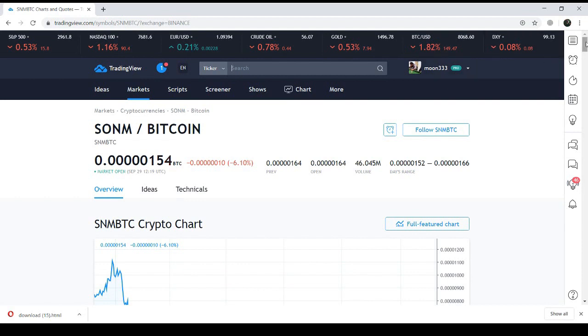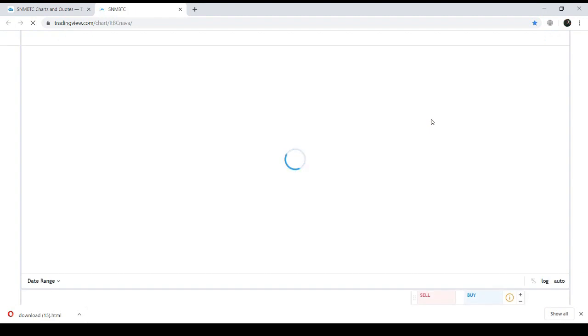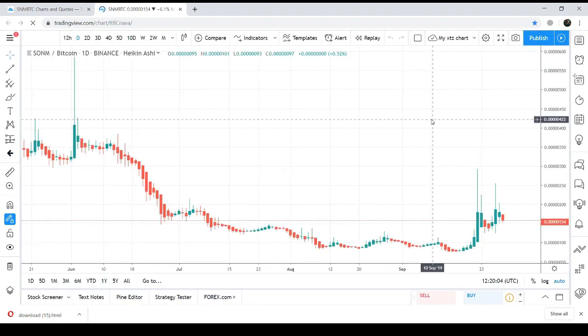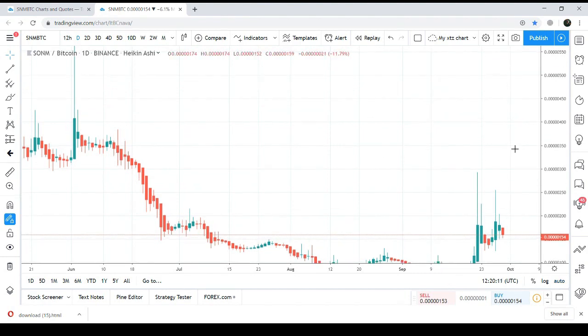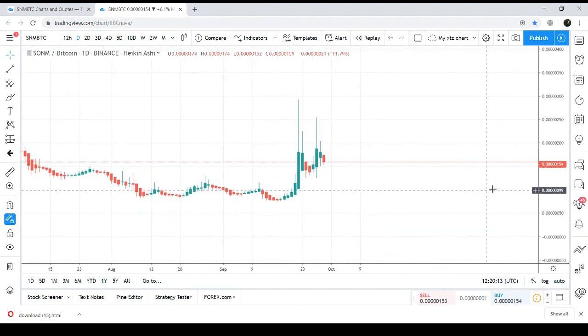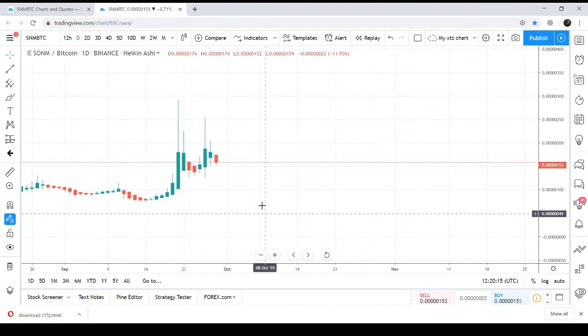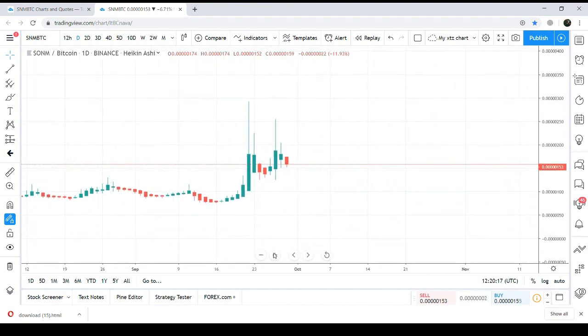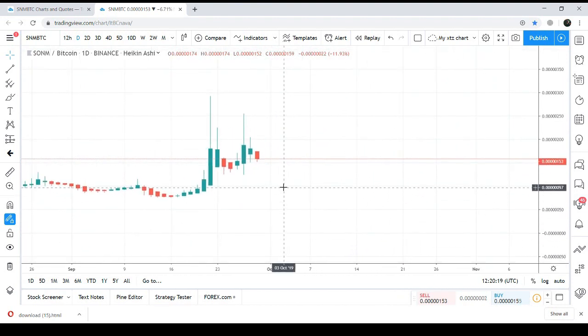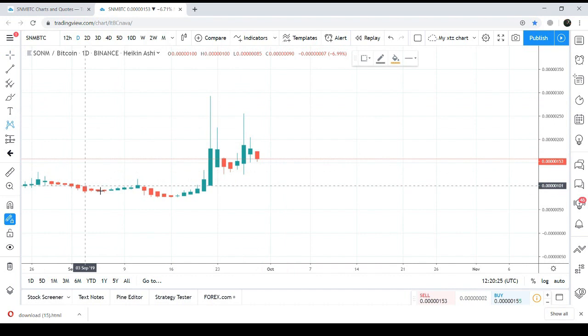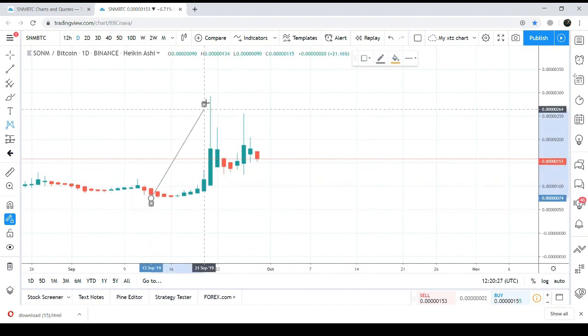And this is the live chart of SNM Bitcoin, and this would be the day chart. Now you can see more clear. And now on this chart you can see the price action has formed a Gartley pattern on this day chart.